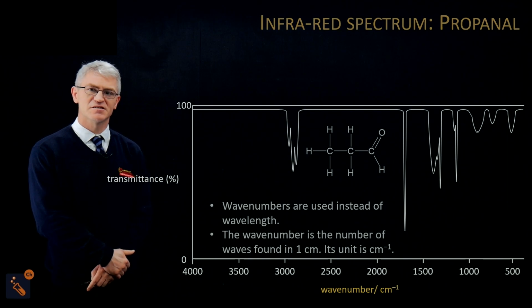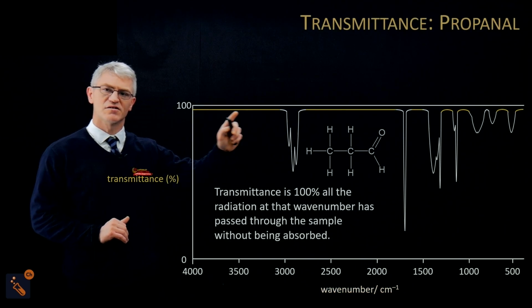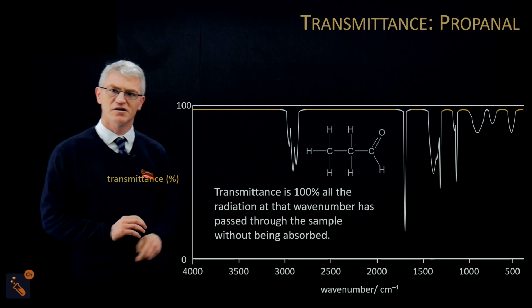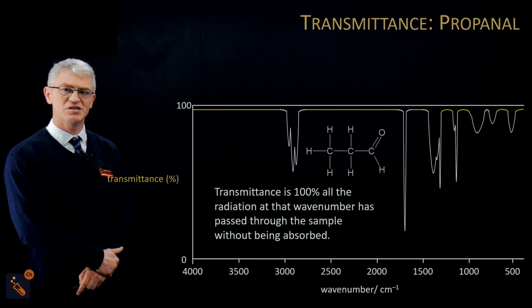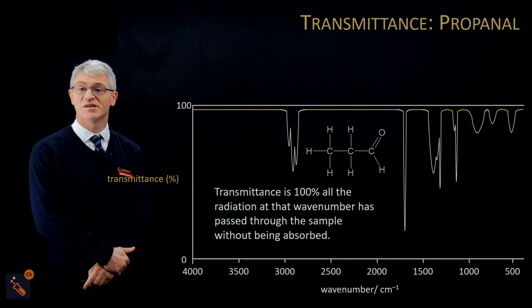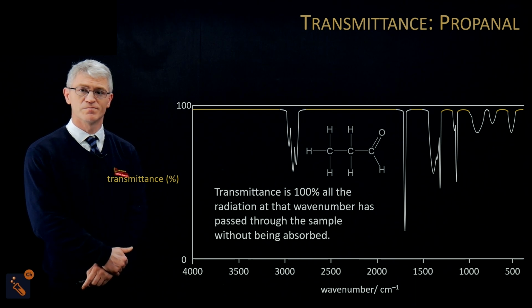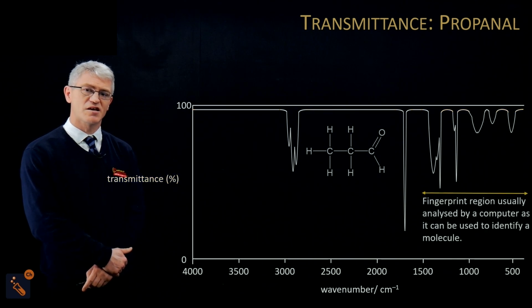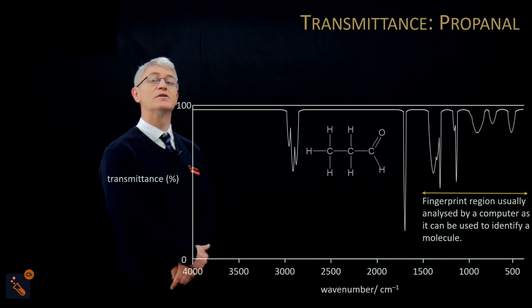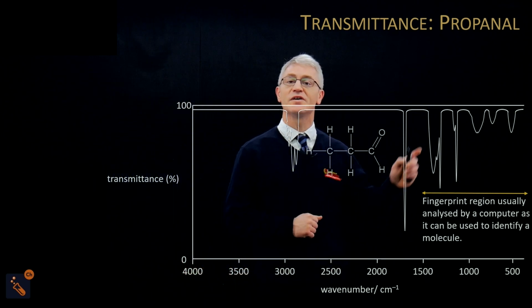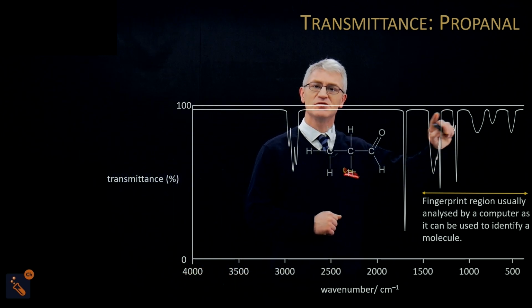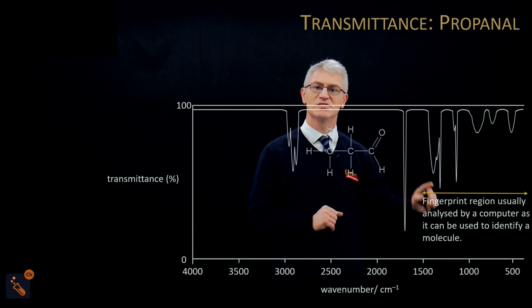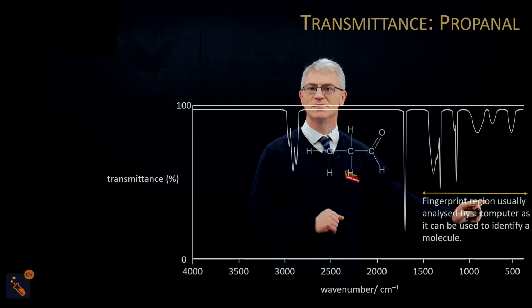So, if that's the case, like I said, across the top here, no IR is absorbed, it's all transmitted. Okay, so that means 100% transmittance through the molecule. Then we go from here and we look at the fingerprint region. So we've got the fingerprint region here, and that's usually very complicated and very messy. So it's usually analysed by a computer.